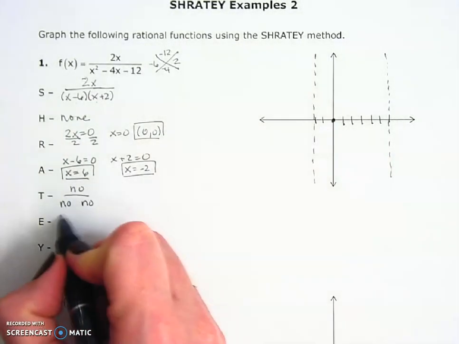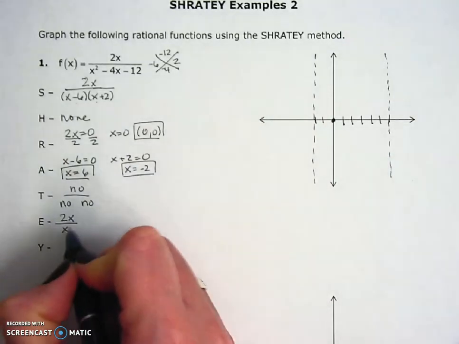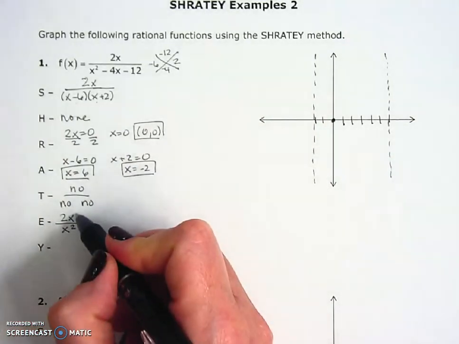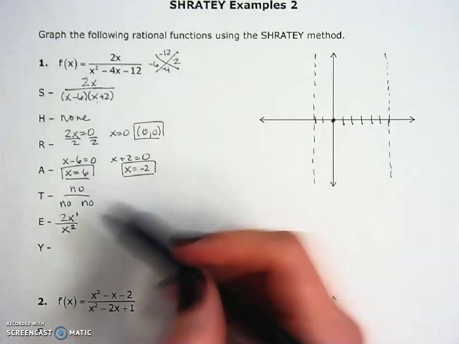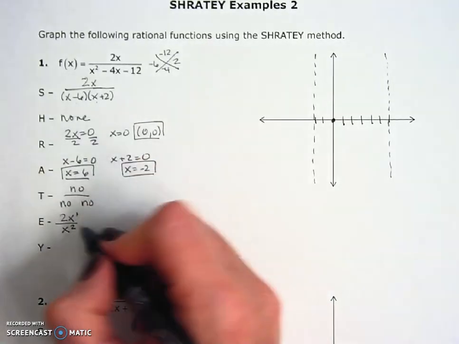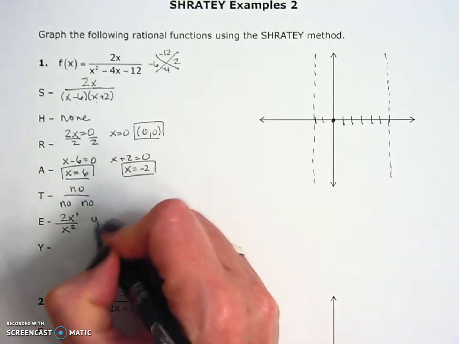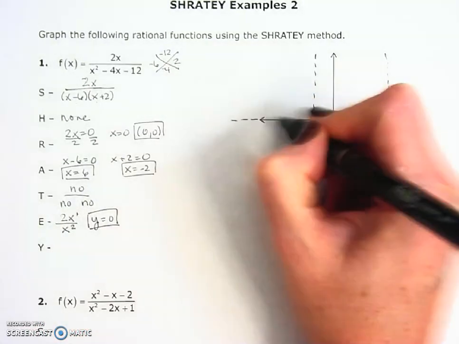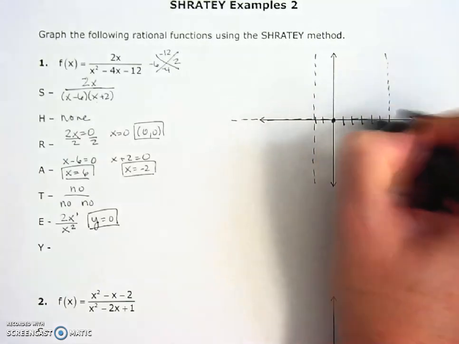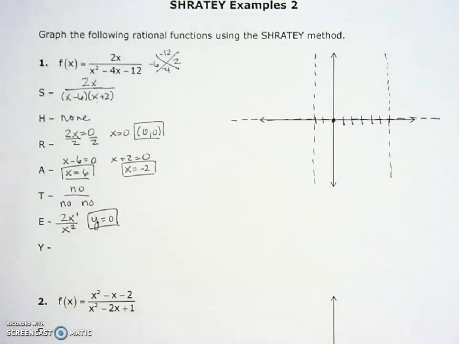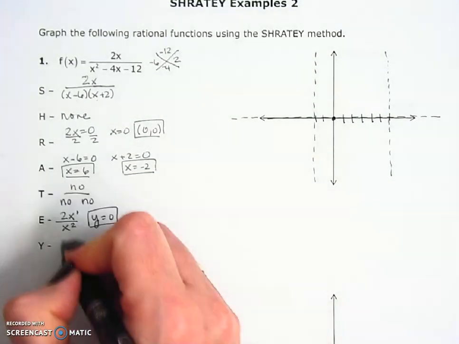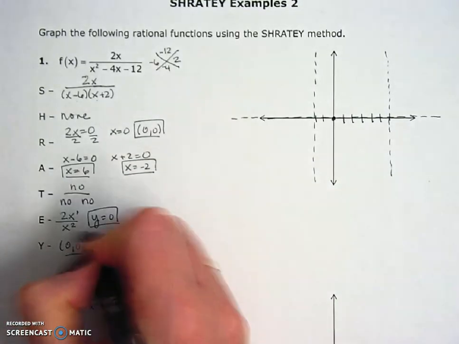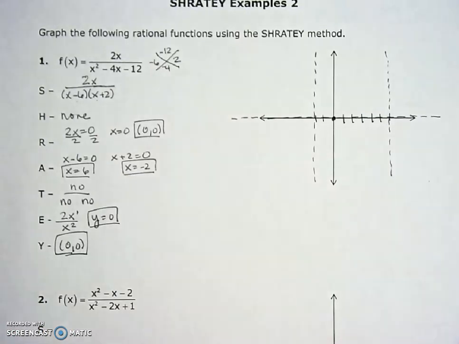In end behavior, I look at my leading terms. I'm comparing the exponents, not the coefficients. Exponent on the bottom is bigger, so this is bottom heavy, which means my horizontal asymptote automatically is y equals 0. And then the y-intercept, since my x-intercept is 0, 0, I know that my y-intercept is that as well.